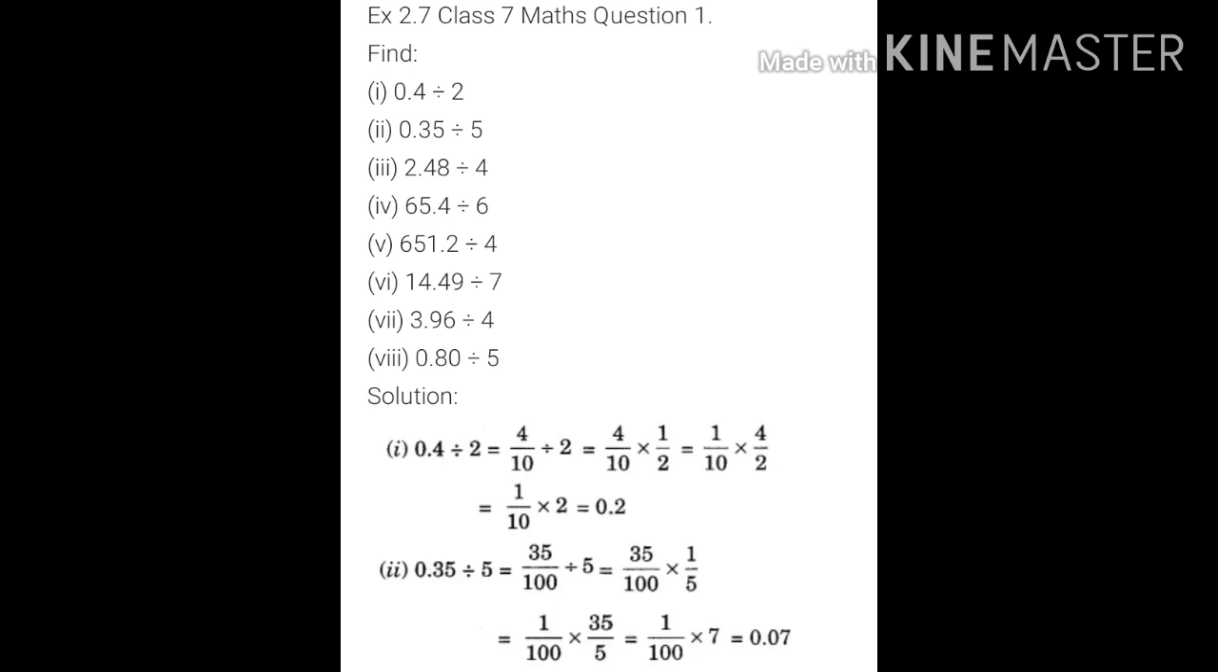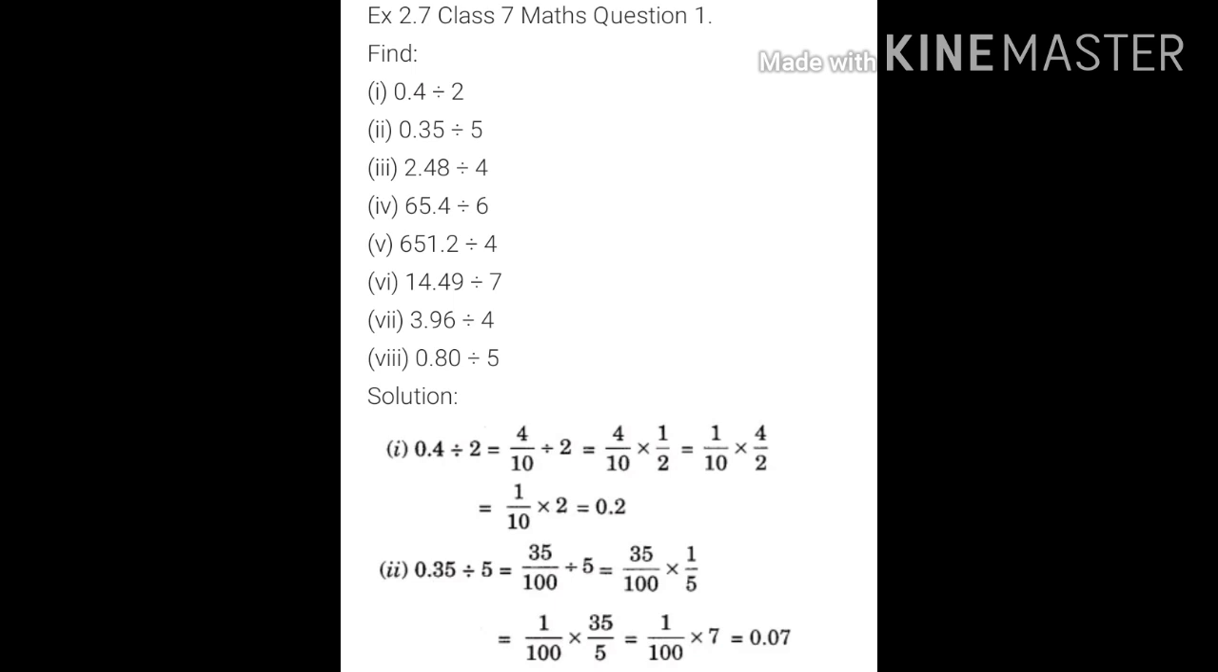So 4 by 10 multiplied by 1 by 2. Now the division sign will be converted into a sign of multiplication as the whole number has been reciprocated. So finally when we solve, we will get 2 by 10 and the answer will be 0.2. Here we can see that there is only 10 in the denominator of 2, so the decimal will be shifted to the left by one digit and the answer will become 0.2. Second part, 0.35 divided by 5.